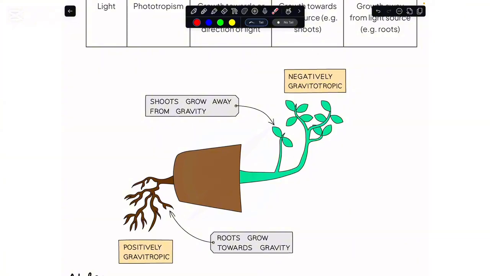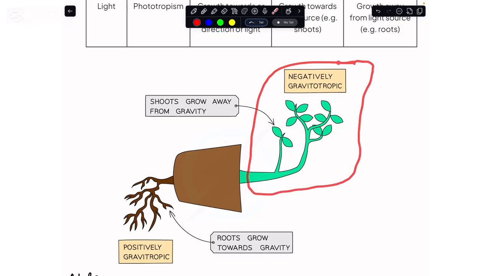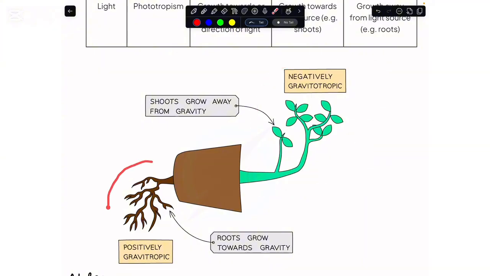So if I were to summarize this, you see that the shoots exhibit positive phototropism but also negative gravitropism. And if I were to talk about the roots that we have with us, they exhibit positive gravitropism and they exhibit negative phototropism. So I hope this would make sense to all of you now.